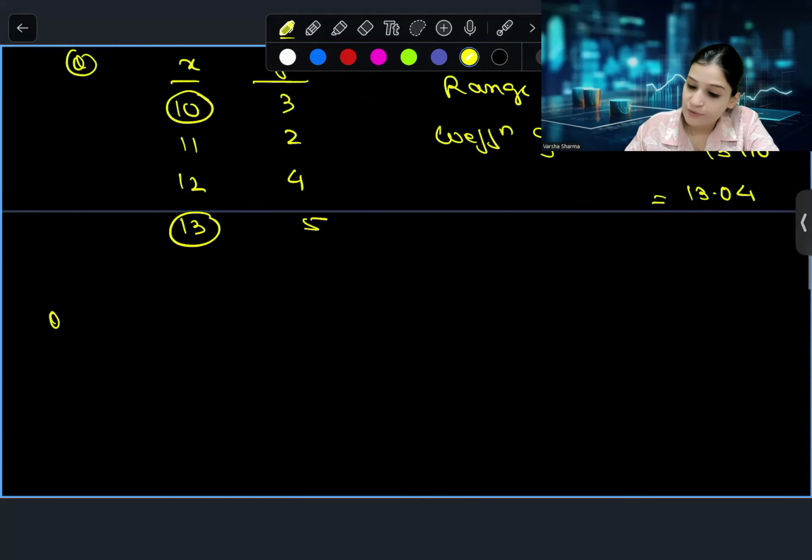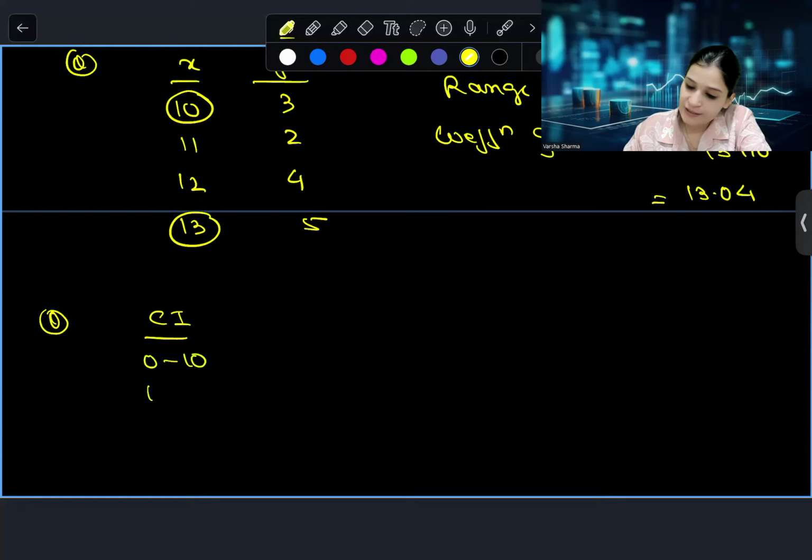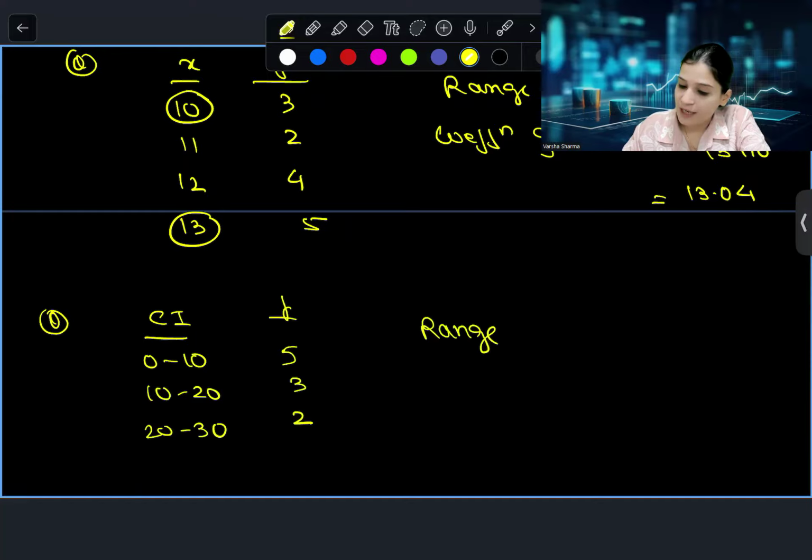Now, if it is a continuous series, remember for the entire statistics chapter, the continuous data has to be exclusive. So if I tell you 0 to 10, 10 to 20, 20 to 30, and your frequency is 5, 3, 2, then range is the highest one minus the lowest one. So 30 minus 0, that's 30.